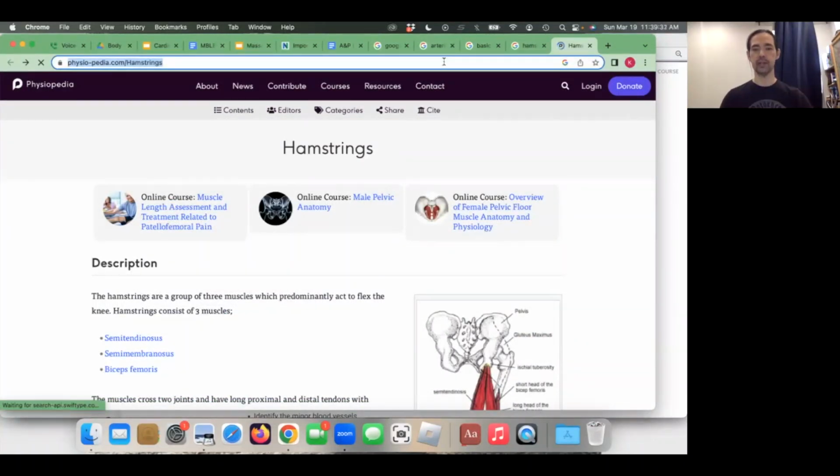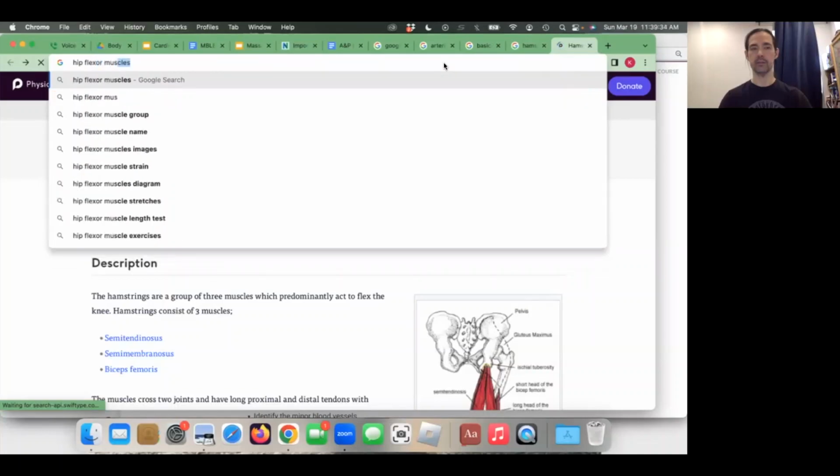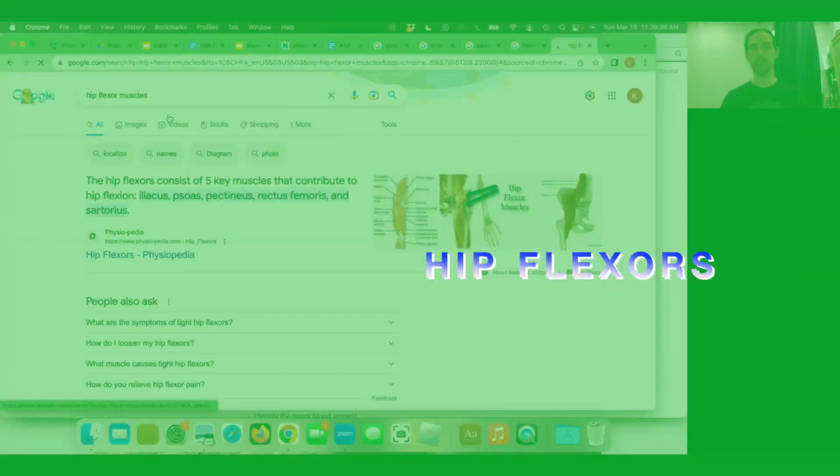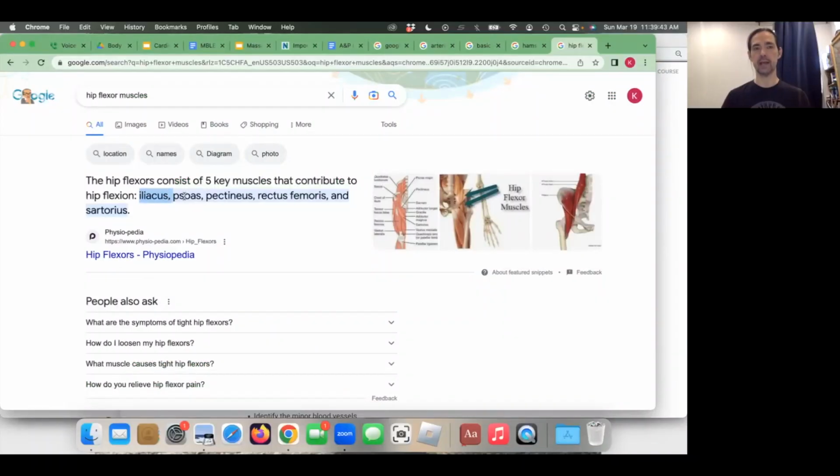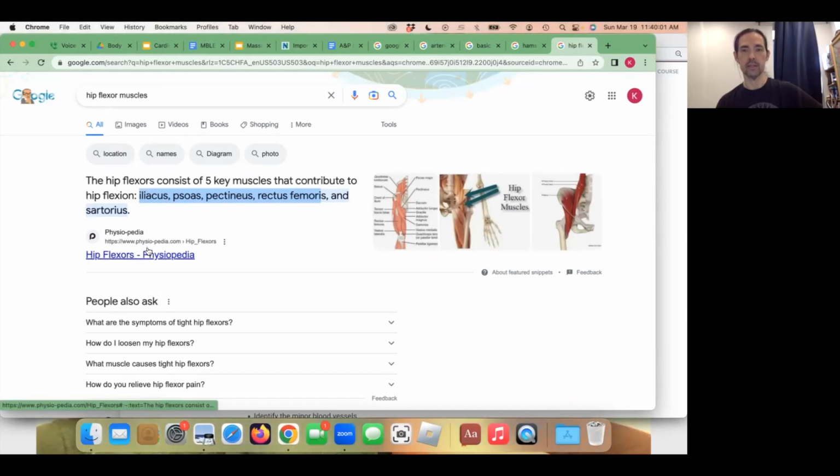And then let's type in hip flexor muscles. If you type in hip flexor, Google says it's the iliacus, the psoas, the pectineus, rectus femoris, and sartorius. So we will look at the sartorius, and we may or may not look at the pectineus. We're definitely going to look at the other four: the rectus femoris, the psoas, the iliacus, and the iliopsoas. Again, Physiopedia.